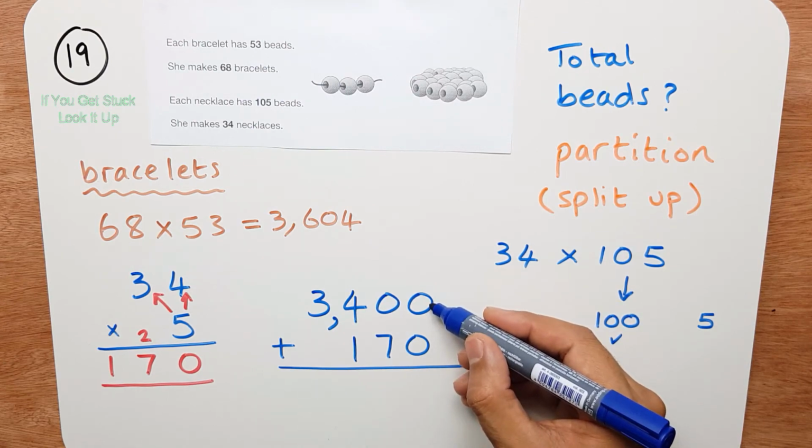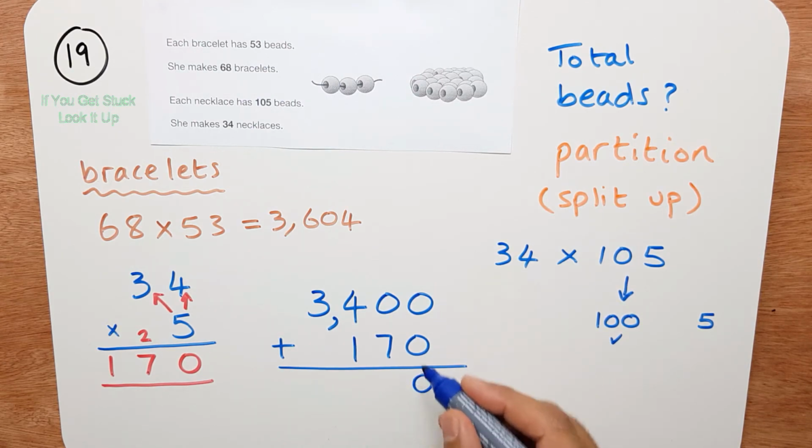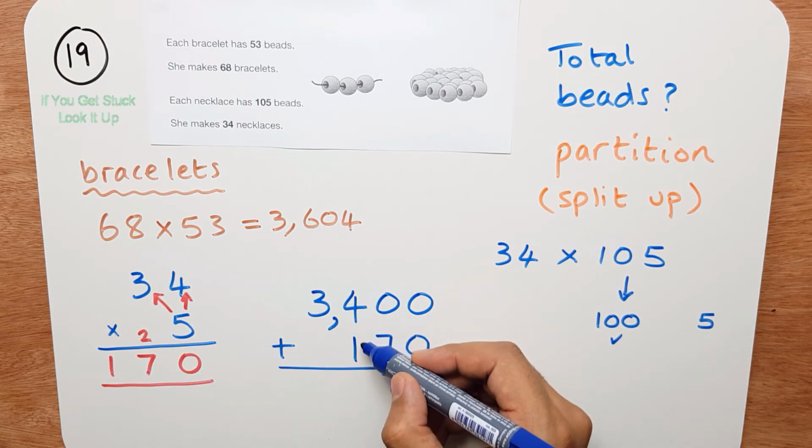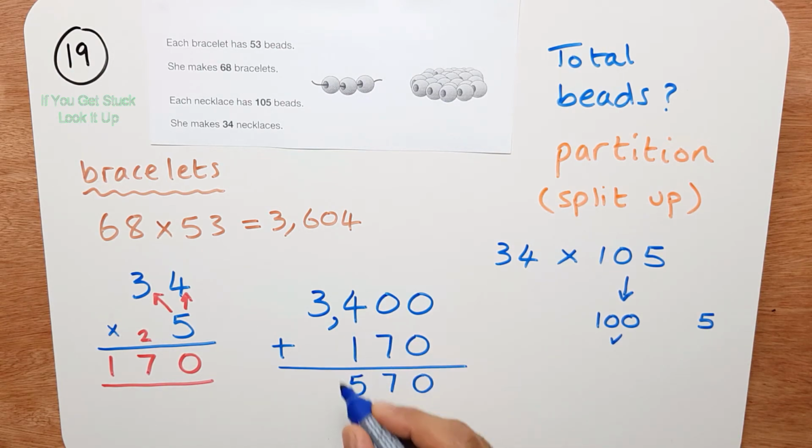So let's do that. That's 0. That's 7. 4 plus 1 is 5. And 3 add nothing is simply 3. 1, 2, 3, comma. So this is your thousands. So it's 3,570.